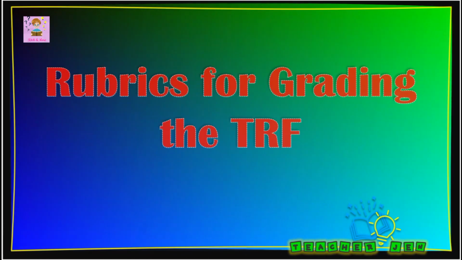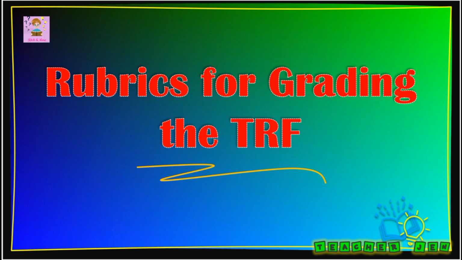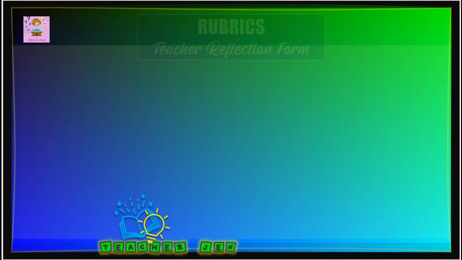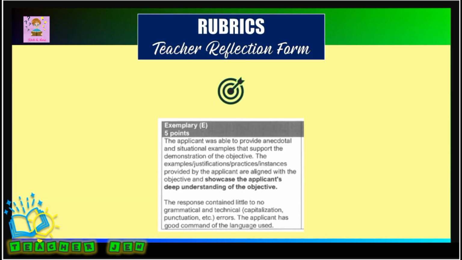These are the rubrics for grading your accomplished TRF. First, if you want to get the perfect score of 5 points, you have to be guided by the following. The applicant was able to provide anecdotal and situational examples that support the demonstration of the objective. The examples, justifications, practices, instances provided by the applicant are aligned with the objective and showcase the applicant's deep understanding of the objective. The response contained little to no grammatical and technical errors. The applicant has good command of the language used.